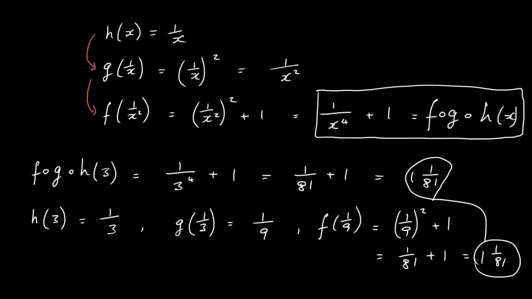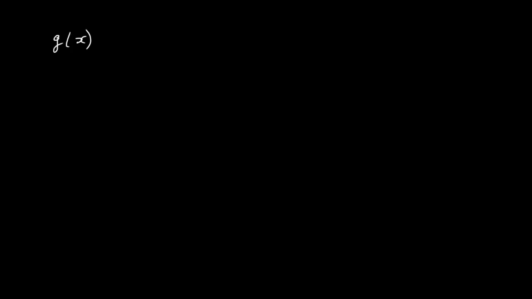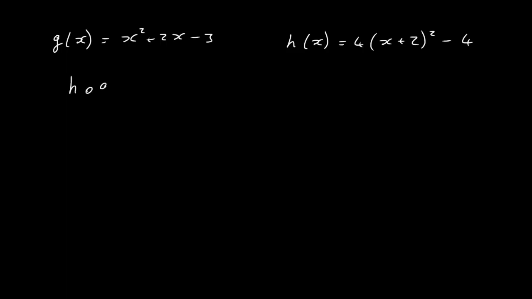Okay, so let's have a look at another example. So let's take g of x as x squared plus 2x minus 3. And let's take h of x as 4 times x plus 2 squared minus 4. Let's just do h after g of 2. Let's see what we get there. Or that can just be written as h of g of 2.